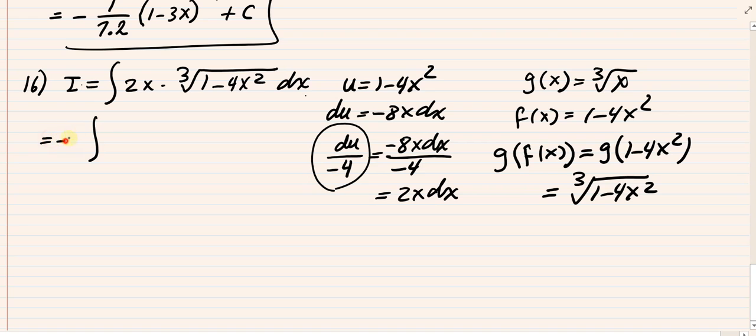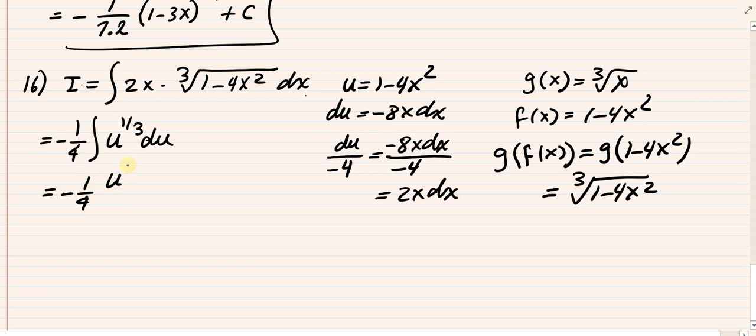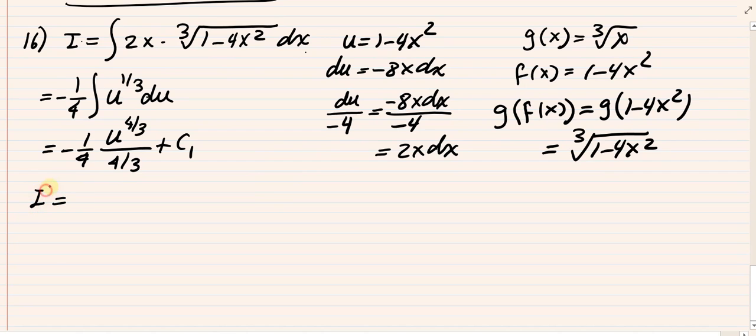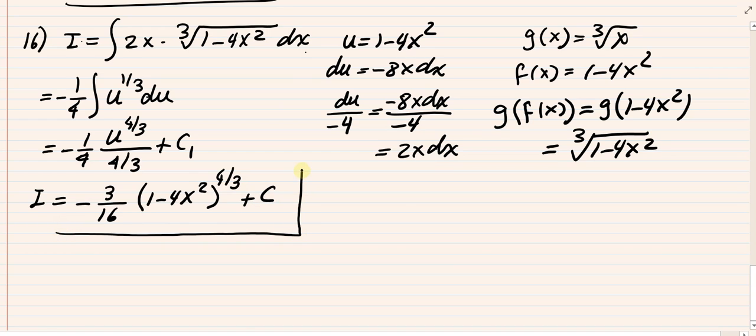Okay, and what I'm going to do is put negative 1/4 outside because it's a constant. The cube root, I'm going to write as u to 1/3, and then this is du. And there you have it. See, suddenly the integrand becomes much easier to work with. So this is going to be negative 1/4. Now again, using the power rule, 1/3 plus 1 is 1 and 1/3, which is 4/3, divided by 4/3, plus some constant of integration. So for the answer, invert and multiply 4/3, we get 3/4, so that's going to give me 3/16 of 1 minus 4x squared to the power of 4/3 plus the constant of integration. And there we have the answer to number 16.